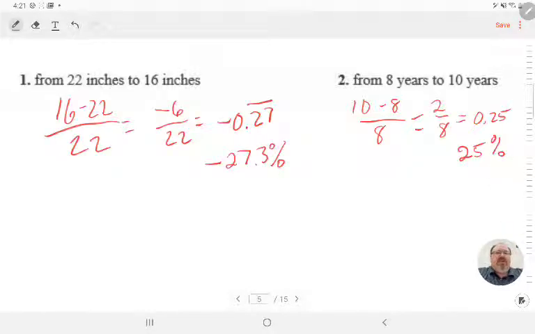All right, let's see how you did. You would do the final amount minus the original, 16 minus 22, divided by the original, 22. Then you give me negative 6 over 22, which would equal negative 0.27 repeating. When I change that to a percent, it would be negative 27.3%. Of course, that is a decrease. And then on number 2, it would be 10 minus 8 divided by the original 8. So 2 divided by 8, or 0.25, change it to a percent, would be 25%. That is a percent of increase. All right.